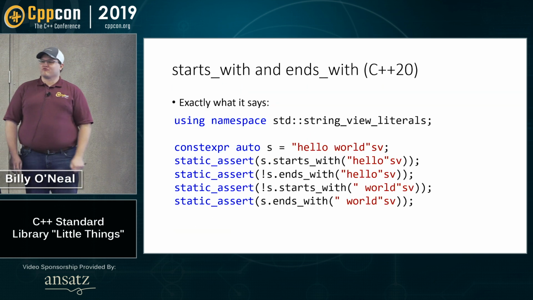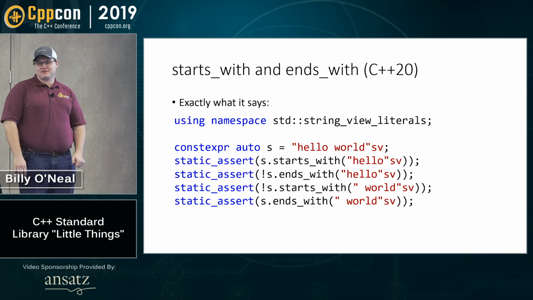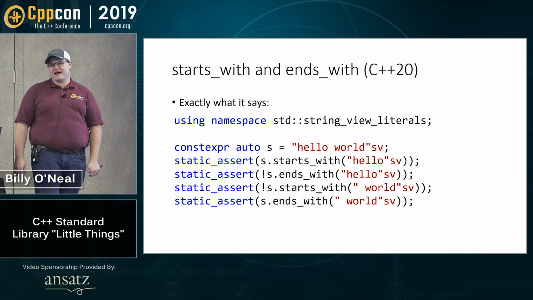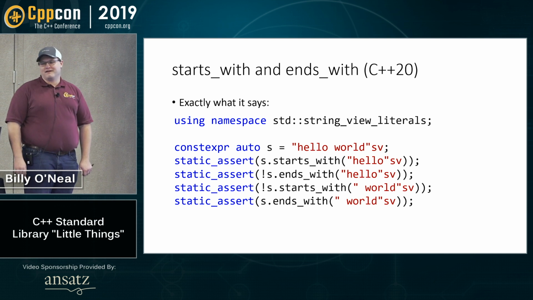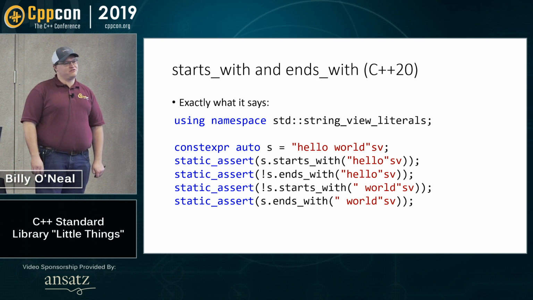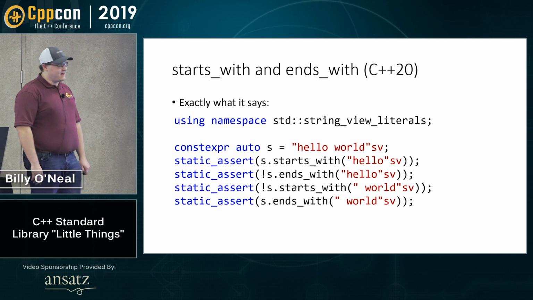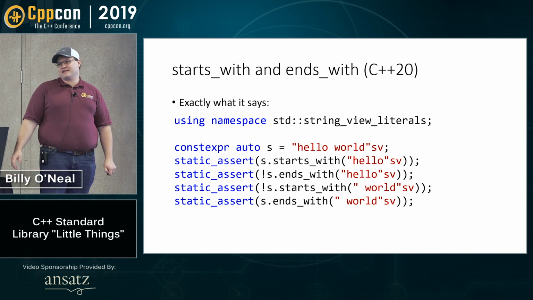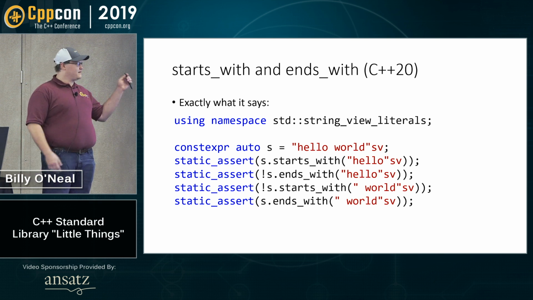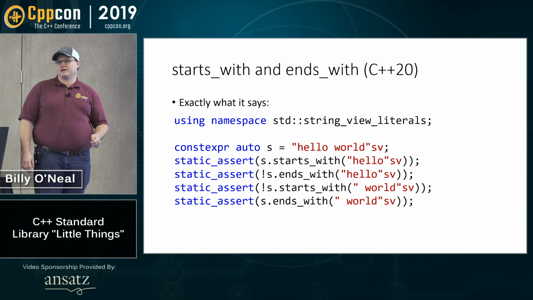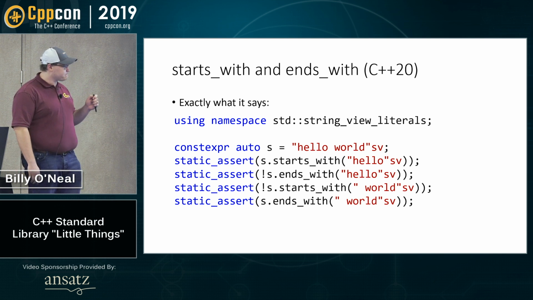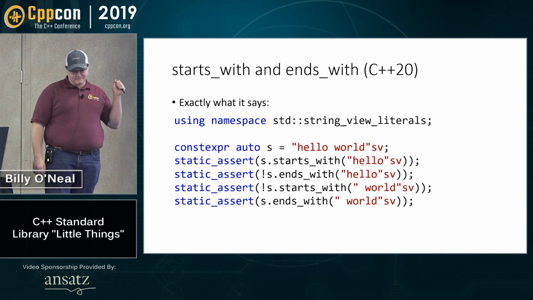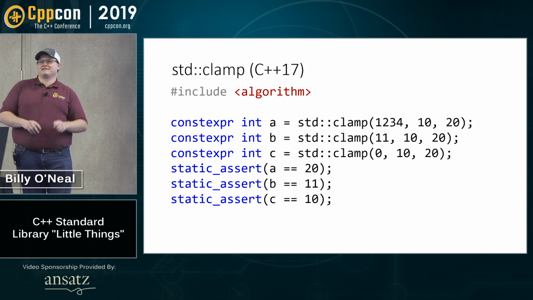All right, next, really basic. I can't believe it took us 20 years to get the ability to ask if a string starts or ends with something, but you can say, hey string_view, do you start or end with something? And if it's a string_view, you can even do this at constexpr time. You can say static_assert that this thing starts or ends with, or doesn't start or doesn't end with the thing. So that one's really basic.